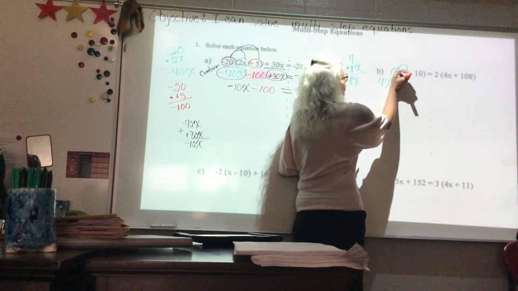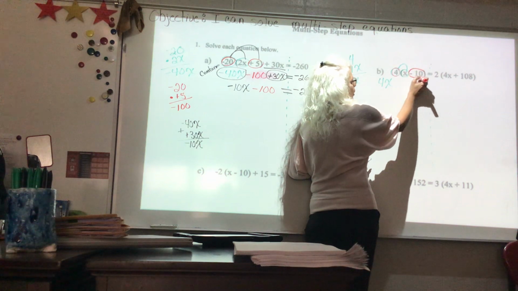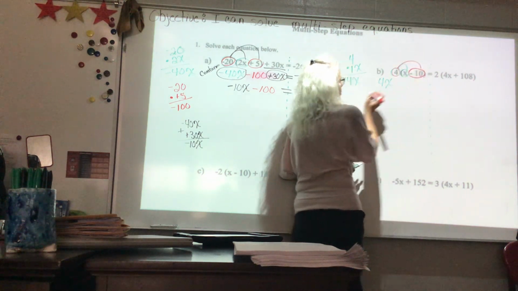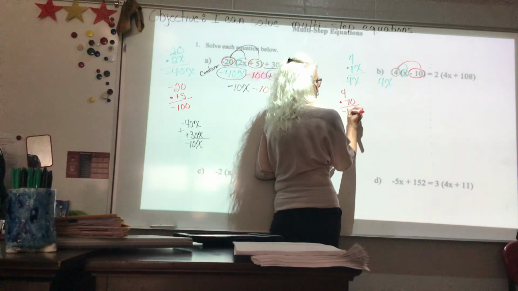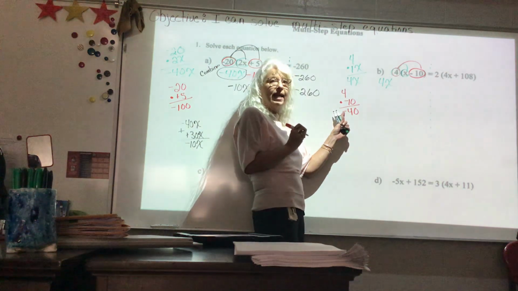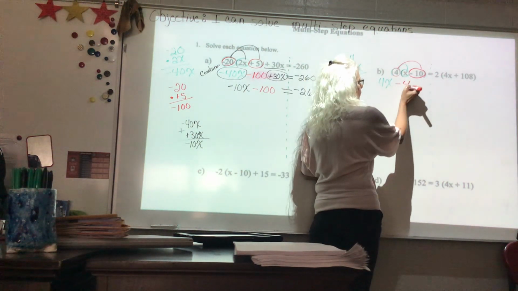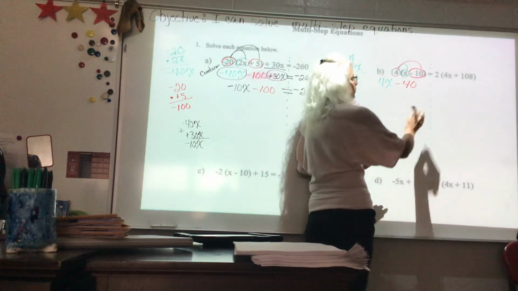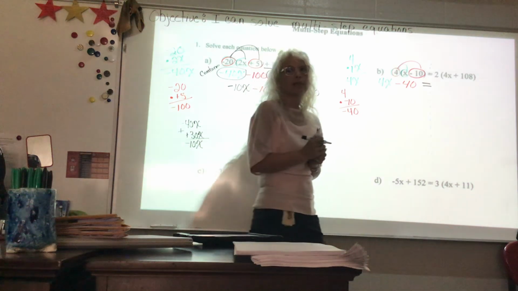Then I'm gonna take the number in front of the parentheses again and multiply it by my second term inside the parentheses. So I'm gonna do 4 times -10 and get -40. Remember, this is negative. Do not write plus a negative. You're just gonna put -40. Bring down your equal sign. Are we okay to this point?